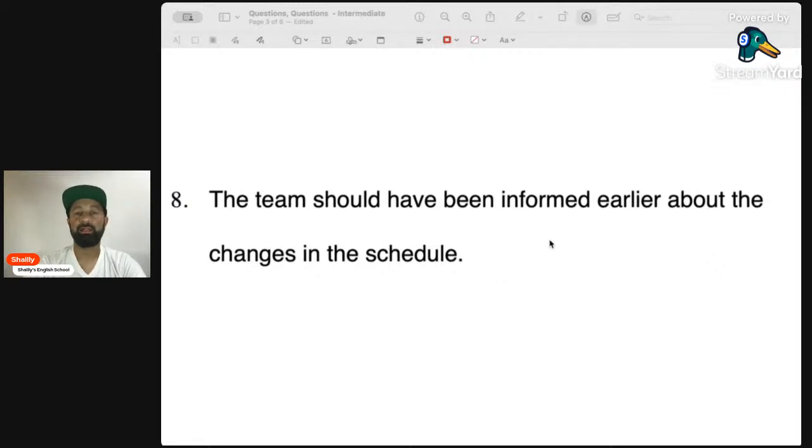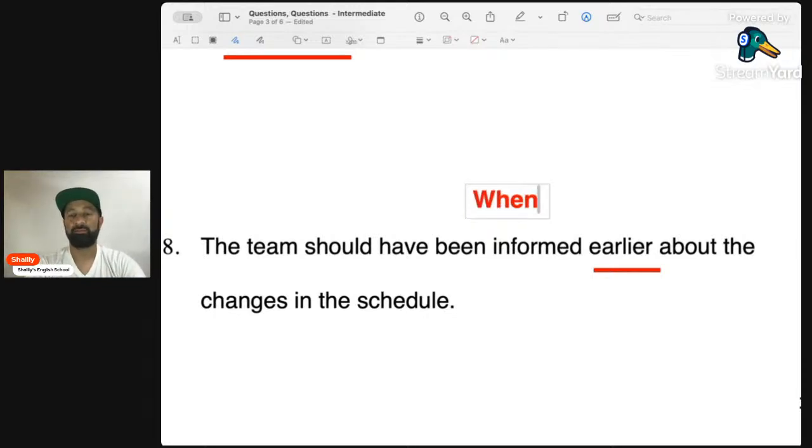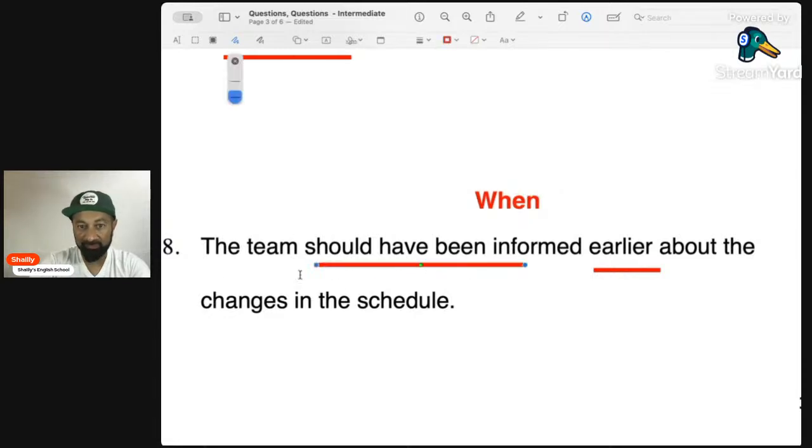Okay, so let's say my answer for this is going to be earlier. Earlier is the answer. Okay, so earlier is talking about time. Whenever we're talking about time, we're going to be making a when question. Now we're going to be using all of these words. Here's my subject.